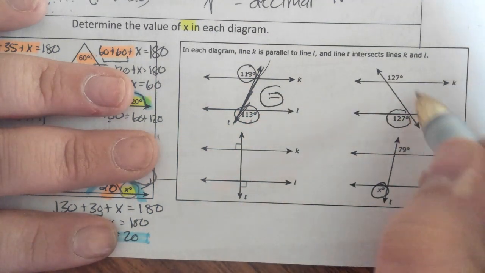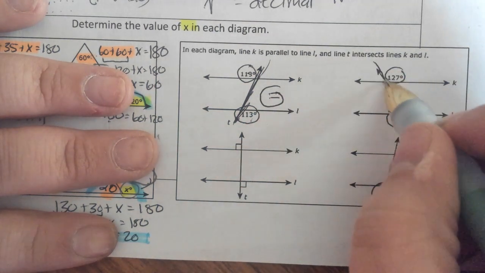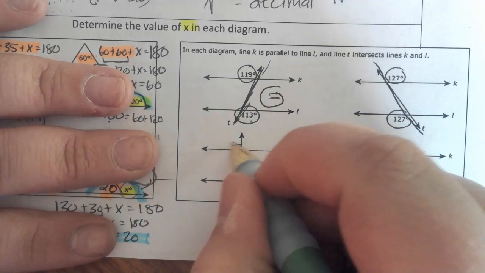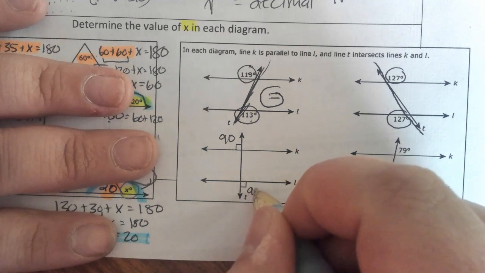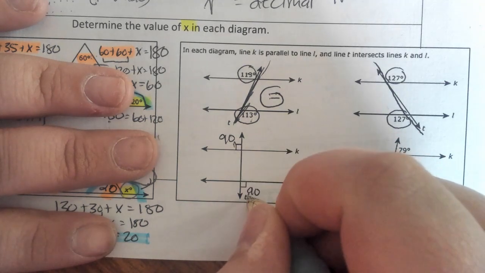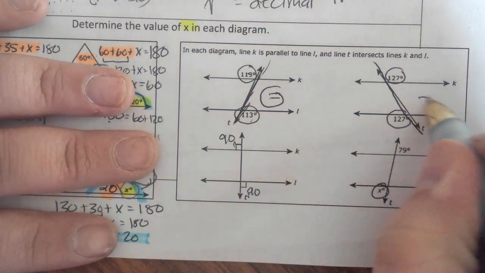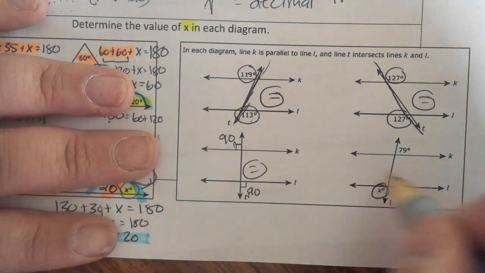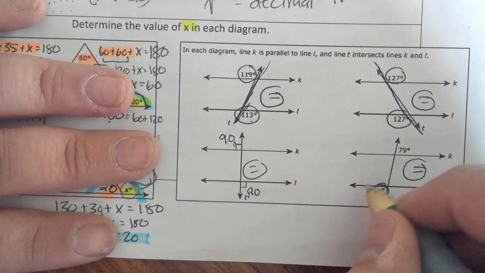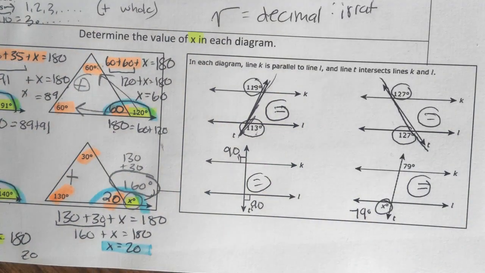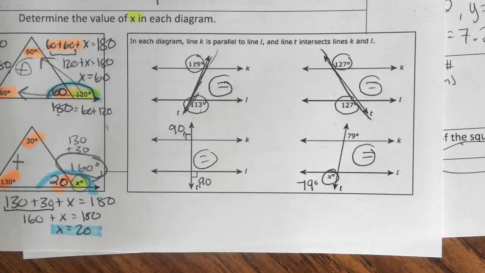In the next diagram, we have 127 and 127, opposite sides of the line, both 127. Here we have a right angle, so 90, and another right angle, 90. Opposite sides of the line, both right angles. So it looks like from the pattern that our numbers should be equal to each other, which means this is 79 degrees. That is the answer. Now I'll show you how we know this mathematically.